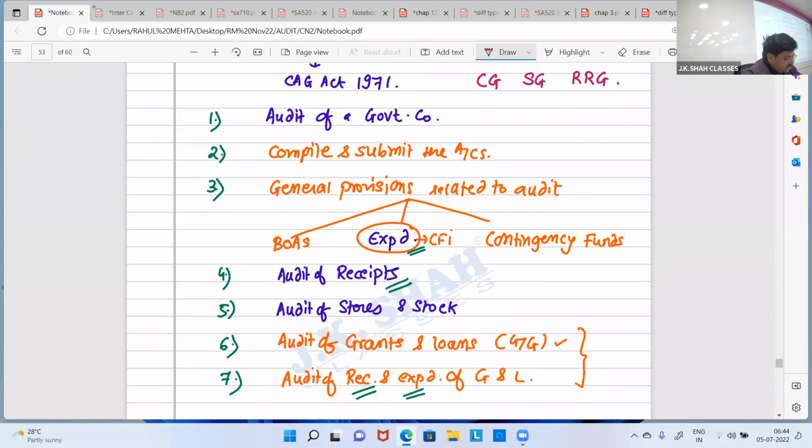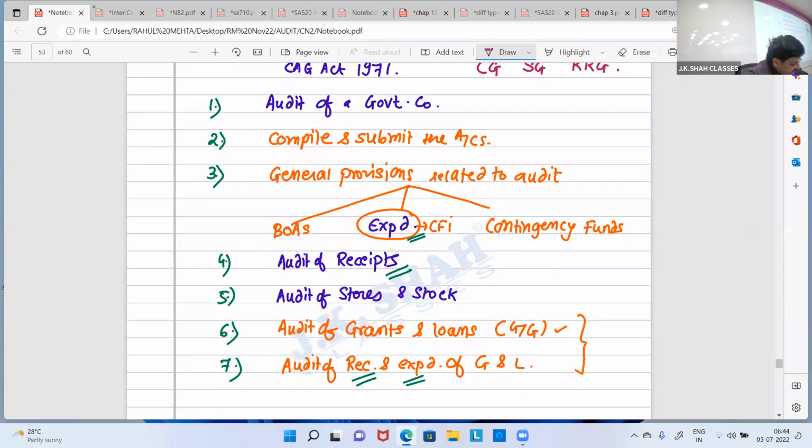Now, what stands for what? Can you help me? C stands for compile and submit. So C gone. Then G stands for general provisions. So G gone. S stands for stores and stocks. So S gone. Then grants, no, don't take that grants, take that at the end. G stands for government company. So this G gone. Then R stands for audit of receipts. So this R gone. And this R is for receipts and expenditure of grants and loans. And lastly, this G is for grants and loans. See, this is how you get CG, SG, RRG.